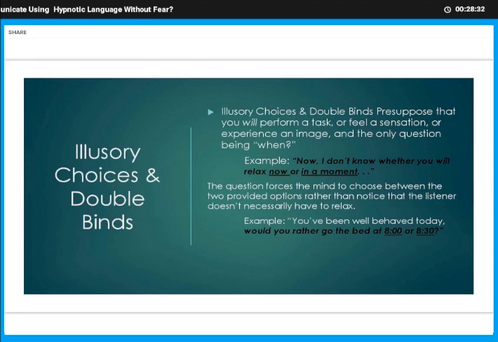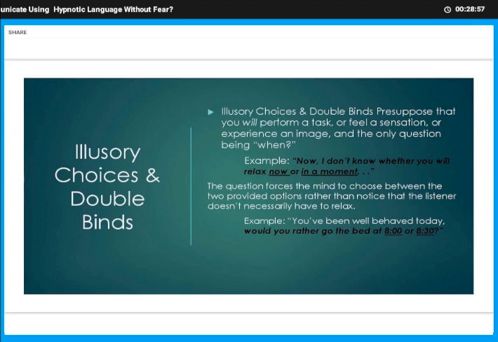That's the main focus. And so we provide an illusory choice so that the brain makes a choice and puts itself into one category or the other. Either I'm relaxing now, or I'll wait and I'll relax in a moment. And that question forces the mind to choose between the 2 provided options. One of the ways that I do this with my child is saying, you've been really, really well behaved today. Would you rather go to bed at 8 or 8:30?